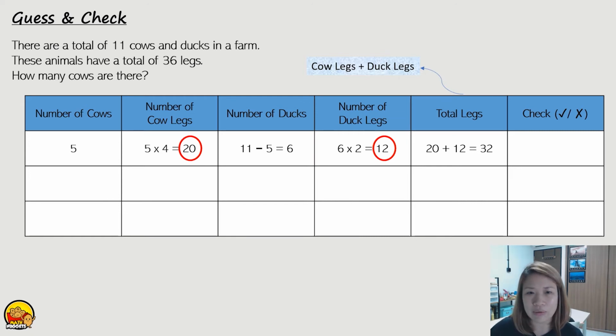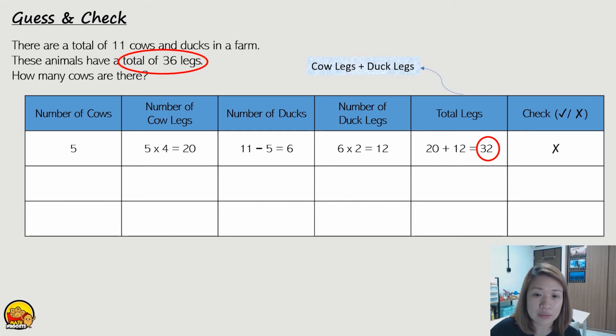Now let's check if this is correct. Let's look at the question again. They want 36 legs. And we have found a total of 32 legs. So that's not what the question wants. This is wrong. Now we don't have enough legs, right? We want 36, we only have 32. So we need more legs, which means we need to increase the animals that has more legs, right? So that we get more legs.